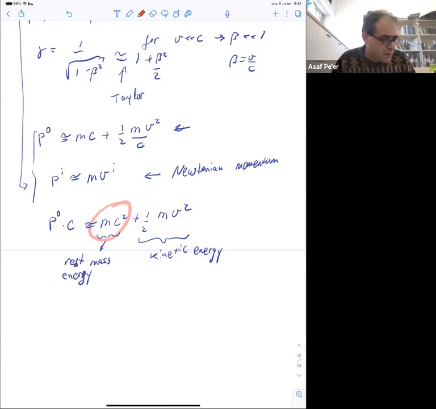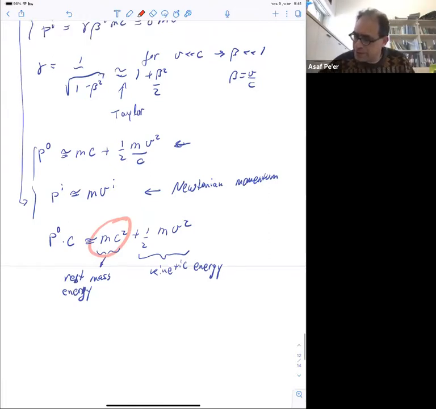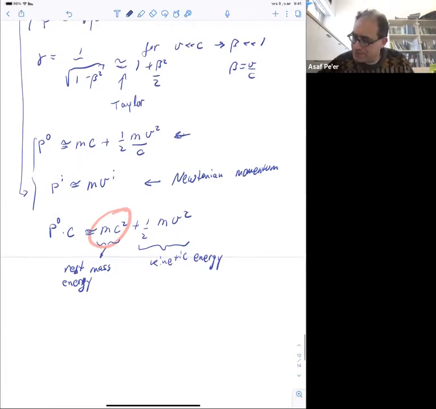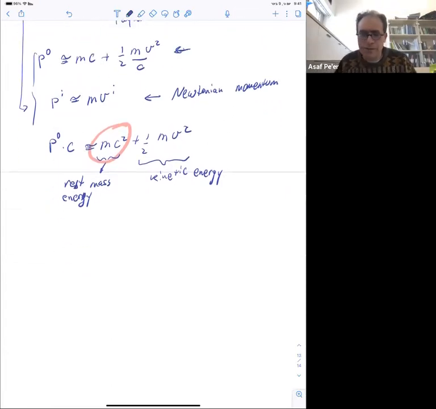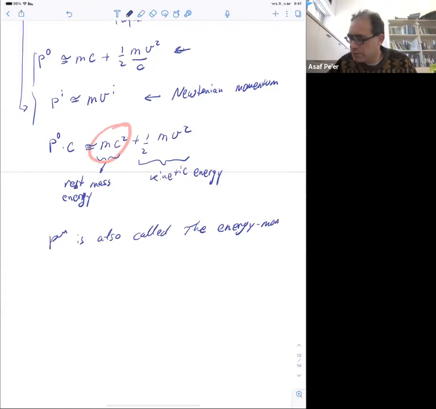Okay, so the reason why this is energy is also why this four-momentum vector is also called the energy-momentum four-vector. So P mu is also called the energy-momentum four-vector.